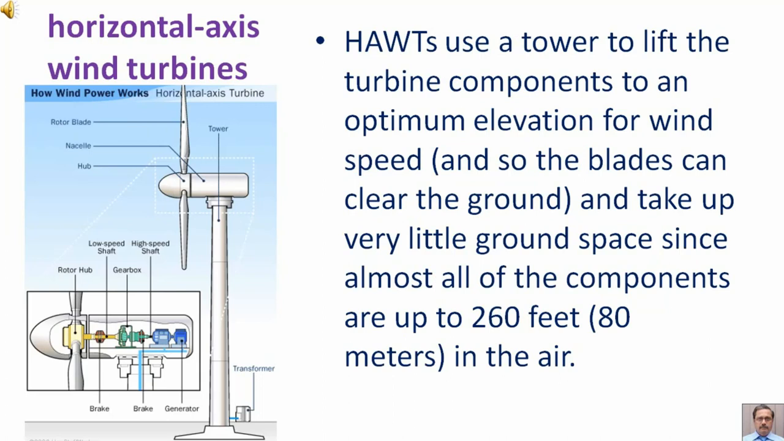HAWTs use a tower to lift the turbine components to an optimum elevation for wind speed, and so the blades can clear the ground and take up very little ground space, since almost all of the components are up to 260 feet in the air.